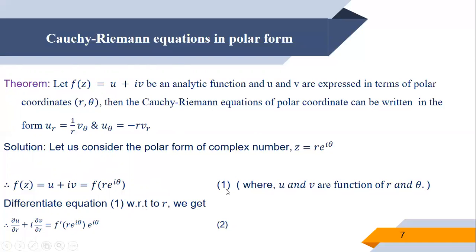Now differentiate equation 1 with respect to r. We get ur, that means del u by del r plus i del v by del r is equal to f dash of r e raised to i theta into e raised to i theta. We got this by differentiation with respect to r, so this is equation 2.